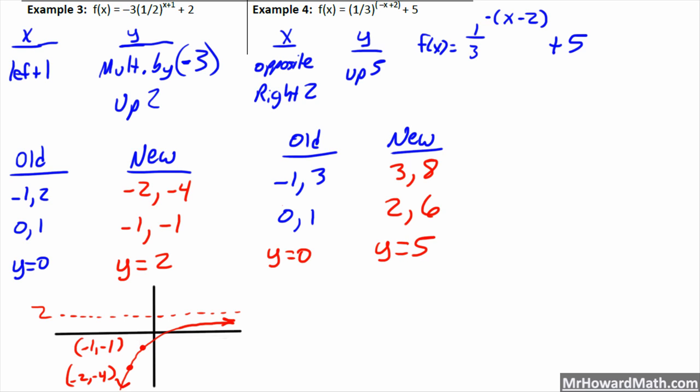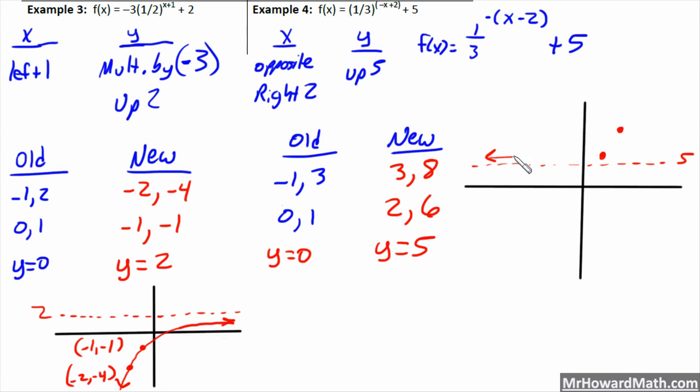So now let's make that sketch. So we have 2, 6 right there, and 3, 8 right there, horizontal asymptote of y equals 5 right across here like this, and that means it's shaped like that. Label those points 3, 8 and 2, 6. And that is it for that one.